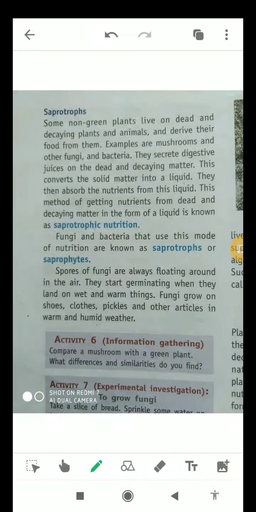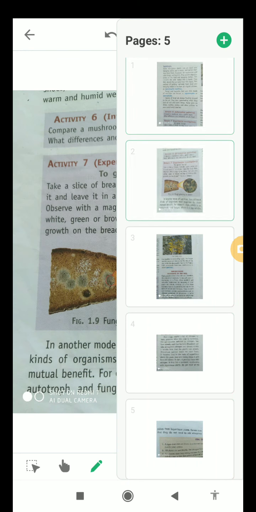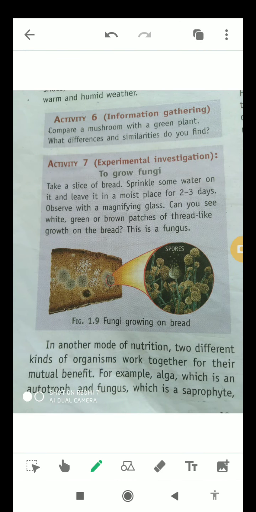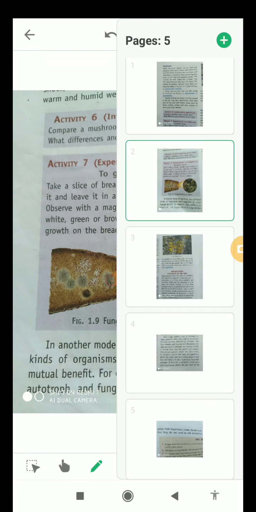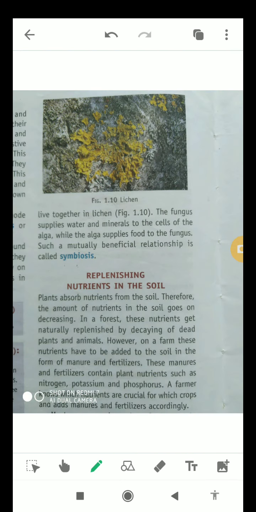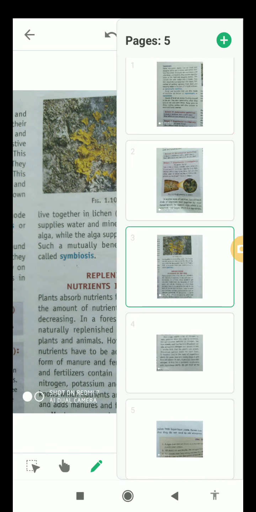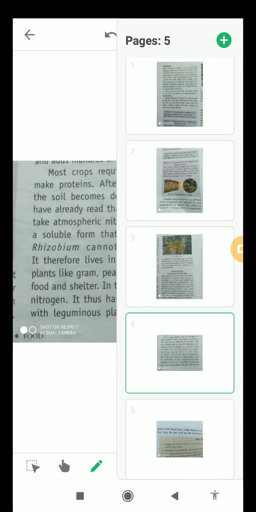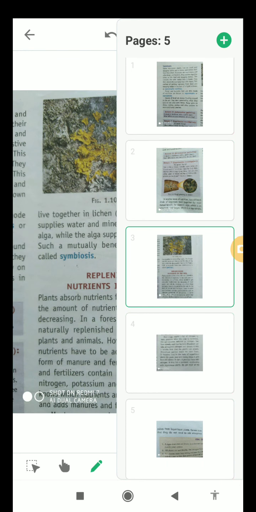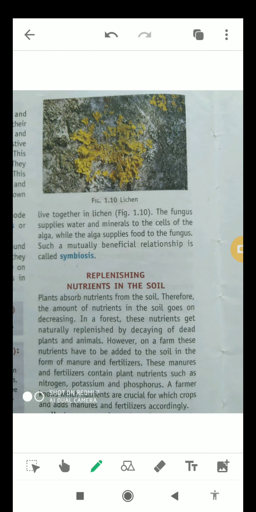Today in this video I'll let you know about saprotrophs. Apart from this, I'll let you know where this saprotrophic nutrition takes place, and I'll also tell you the process of symbiosis. Apart from this, I'll let you know how the nutrients are replenished into the soil.